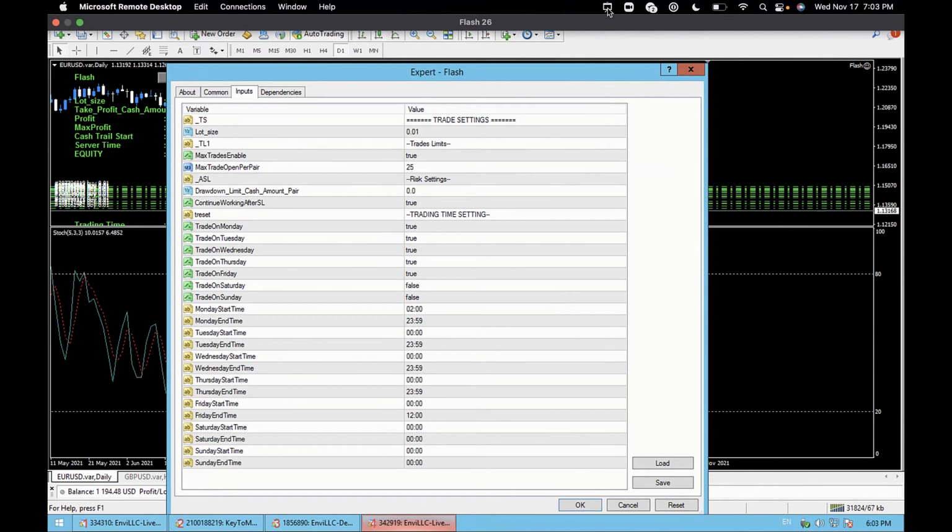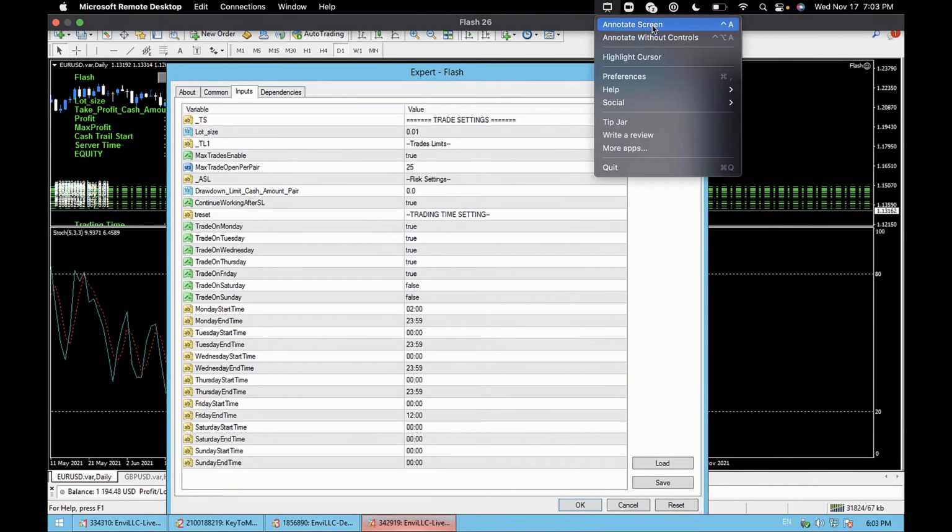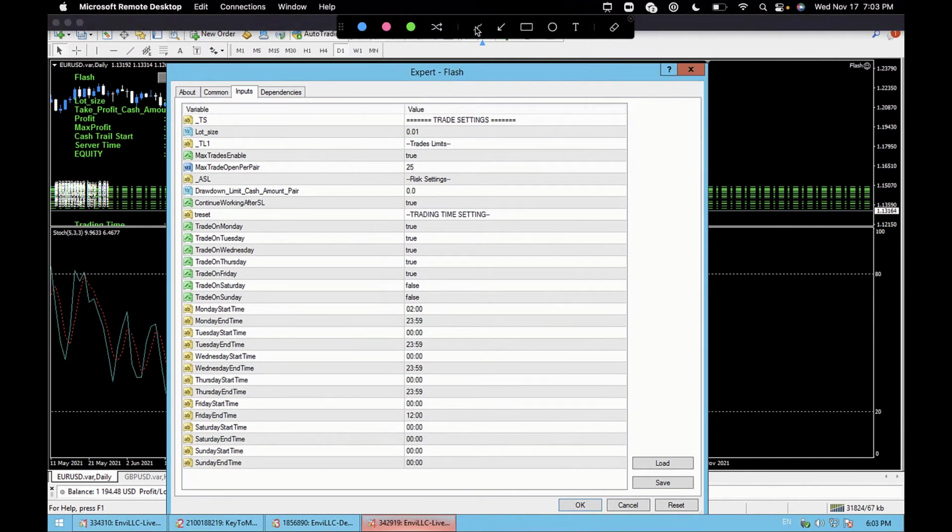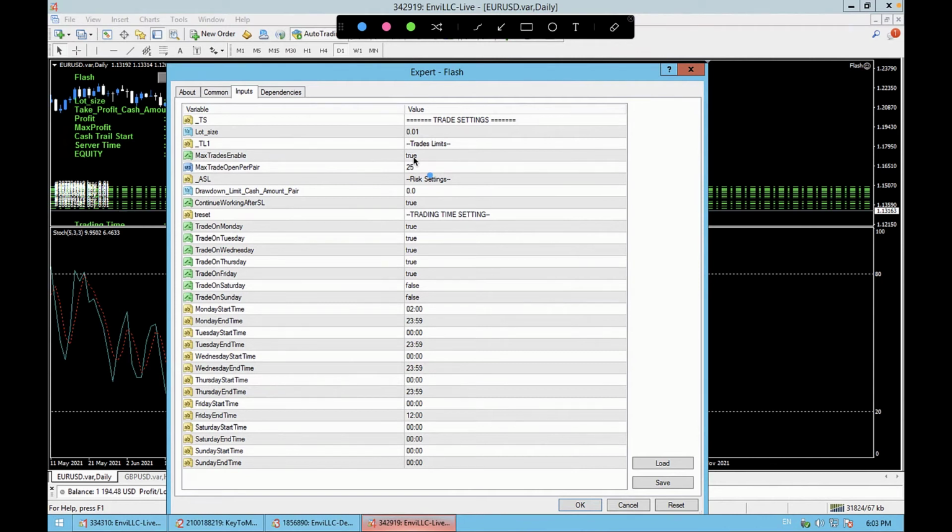The next thing we have is max pairs, max trades: how many trades it can open at one moment. You can see here max trades enable. So if you say, okay, I only want Flash to open 30 trades, you have to put 30 here, and you also have to set it to true, because if you have it on false, this setting will not work. Okay, so this is really important.